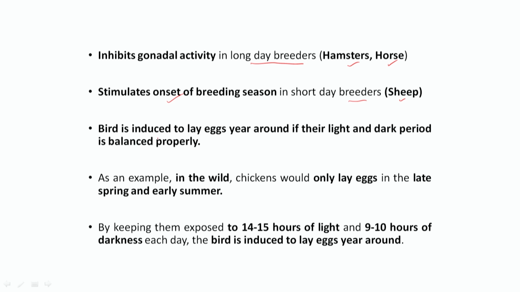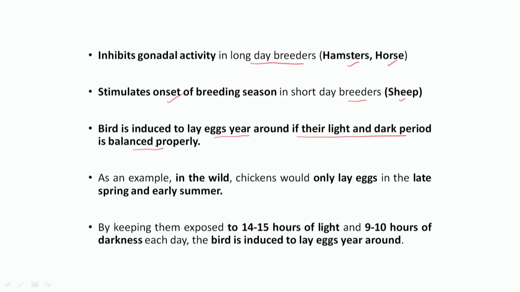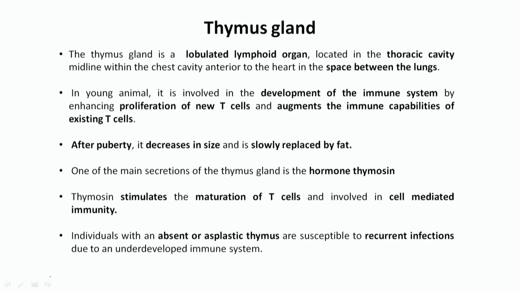Also it is said that birds are induced to lay eggs around the year if the light and dark periods are balanced properly. So nowadays, in modern hatcheries, light and dark adaptation is maintained properly, meaning how much light should be provided and how much darkness should be there. So if we can control this light and dark period for the hen, we can get egg production around the year. So that is the main role of melatonin, how it is controlling animal production.